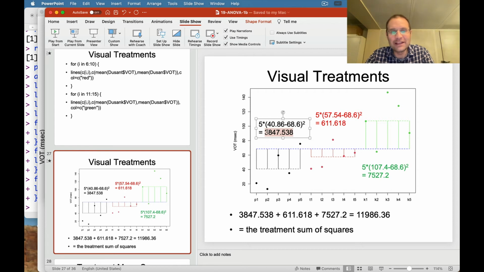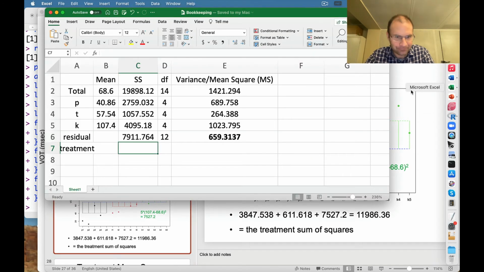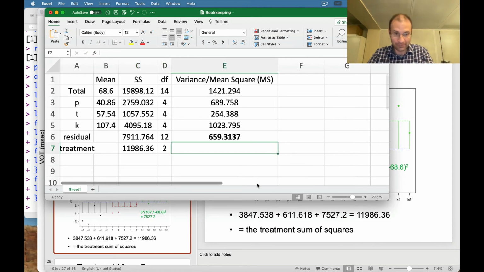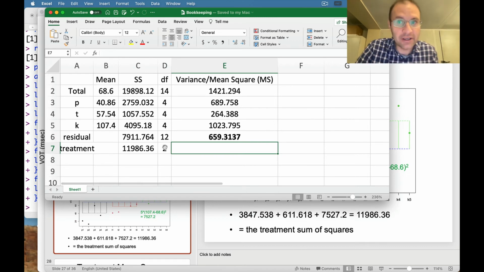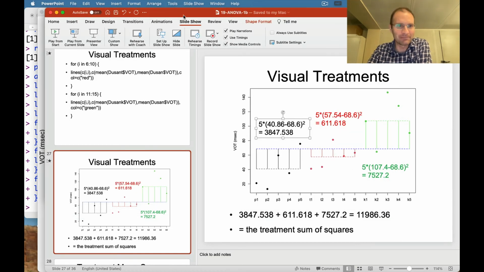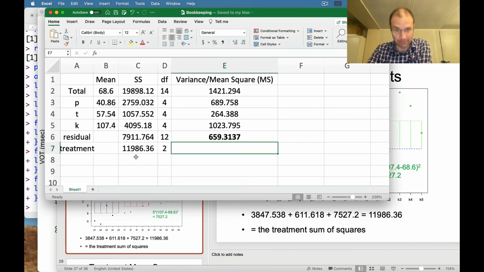So for P, if you total up the lengths of these 5 lines, you get 3847. For T, you get a smaller value. You can see those are smaller. And for K, you get a bigger value because these are bigger, right? Overall, if you add those all up, you get 11,986.36. And we already know that our degrees of freedom are 2 because I already told you the answer to that question. Maybe you answered it yourself at home. Either way, that's what its value is going to be.